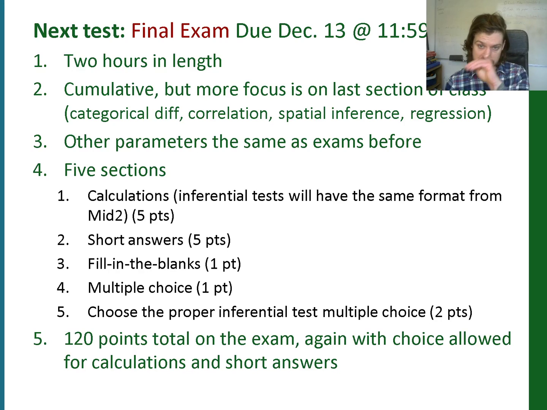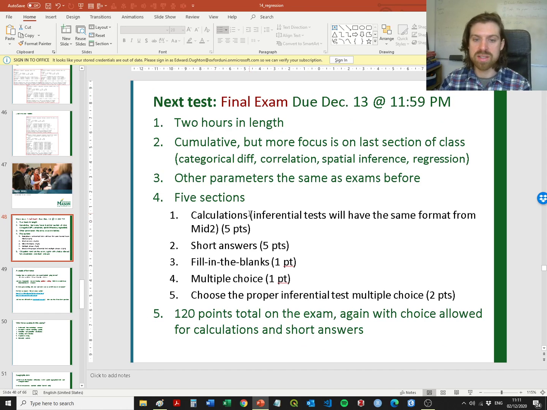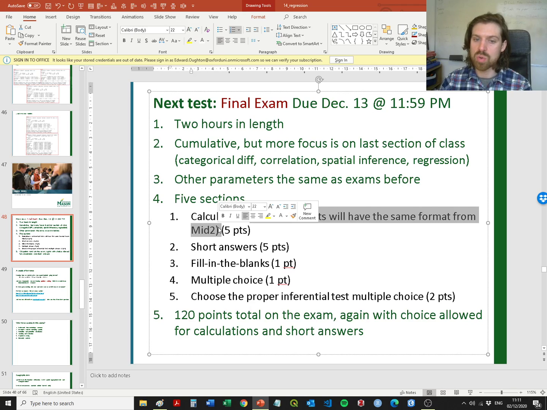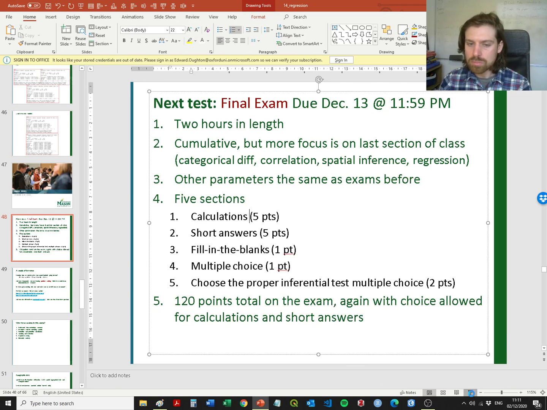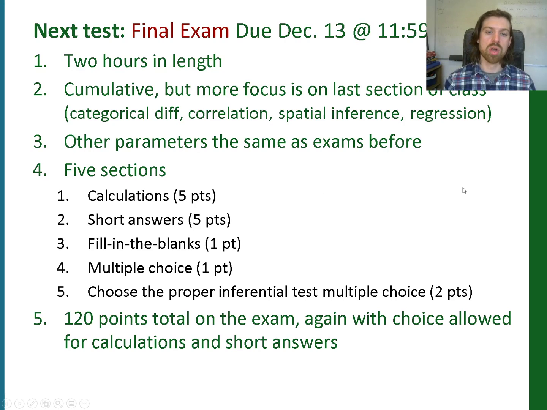So that could be correlation, could be regression. There'll be 5 sections, so there will be calculations. That means that you need to be able to take the data, potentially run it through some R code and provide the answers. There will be some parts which just focus on short answers. There will be some parts that focus on fill in the blanks. There will be some parts that focus on multiple choice.